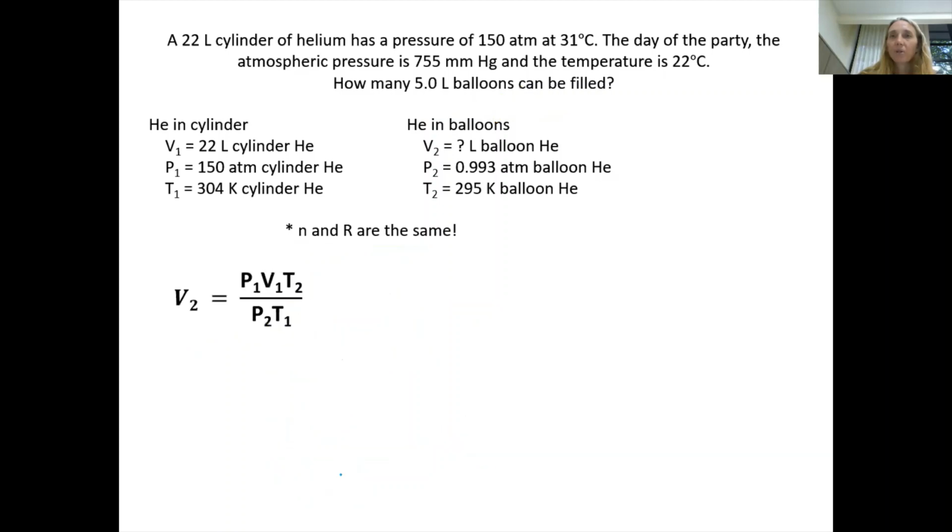Okay, so I'm going to go to the next slide where I've taken and rearranged all of this. So volume 2 is what I'm looking for, okay? And that's the helium out of the cylinder. I take that helium out of the cylinder and put it into balloons, okay?